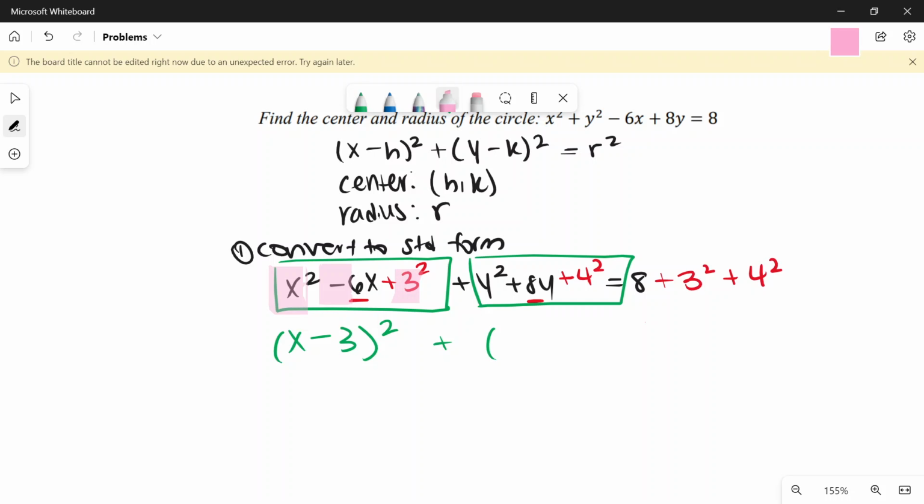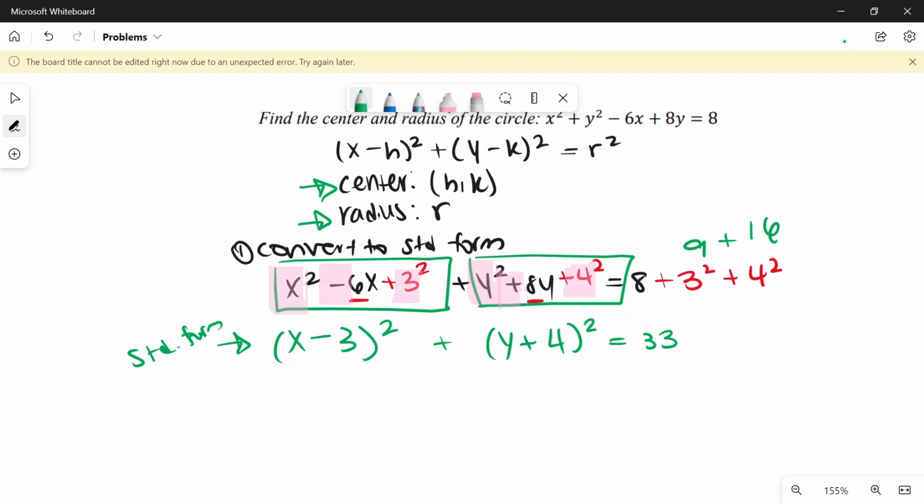So you start with whatever variable you see first, which is y. Then you move on to the sign that you see next, which is the plus sign. And then you move on to that small number over here, which is a 4, and then square the whole thing. And then 8 plus 9 plus 16 is 33. Okay, and now you finally have it in standard form. So from here, you can figure out what your center is and what your radius is.